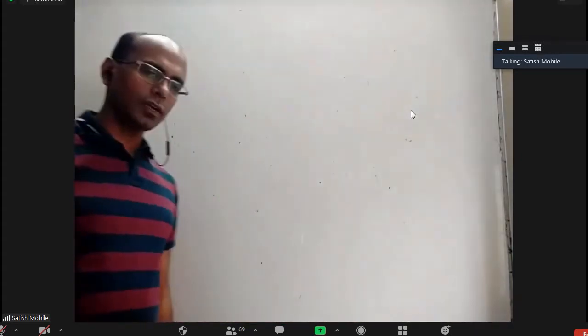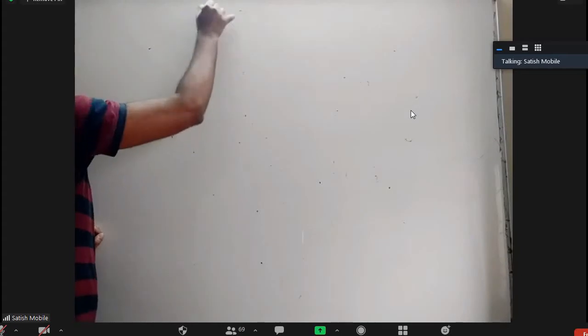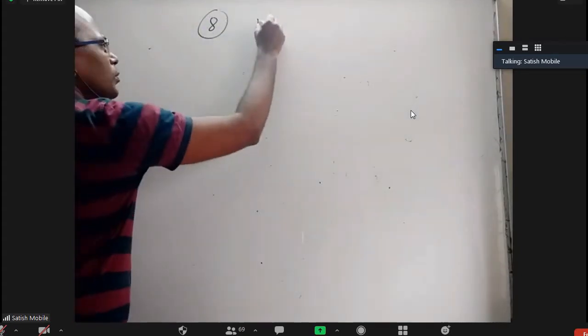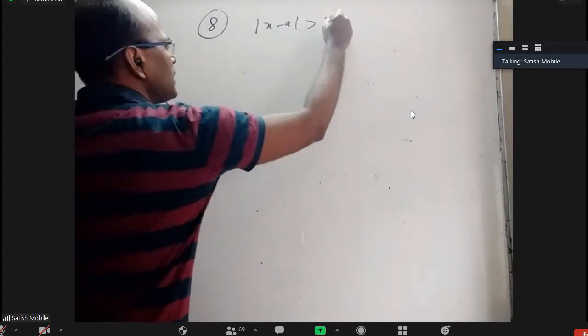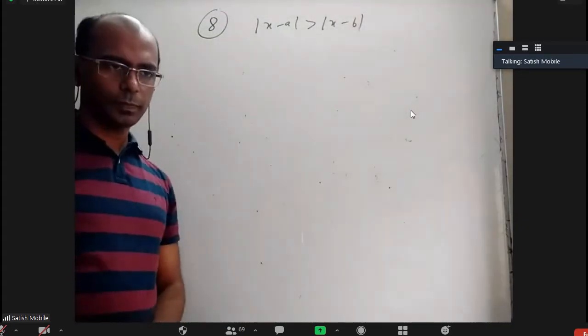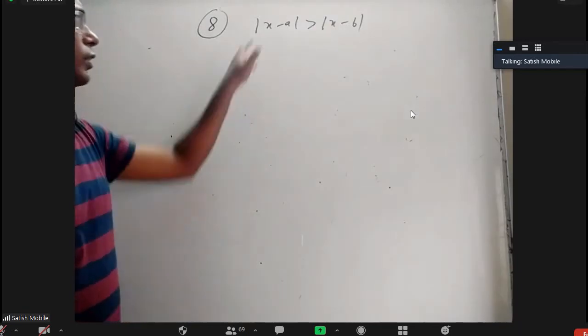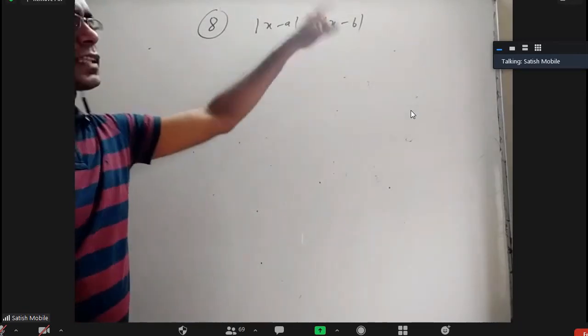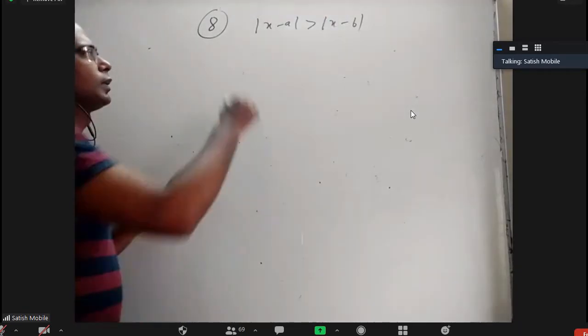Okay, one more thing I have to tell. I finished 7th point, right? This, don't have to worry about all these things. 8th point. Mod x minus a is greater than mod x minus b. Let us say I have to solve this. Of course, it need not be exponential. Let me say mod f of x greater than mod g of x, also not a big issue.